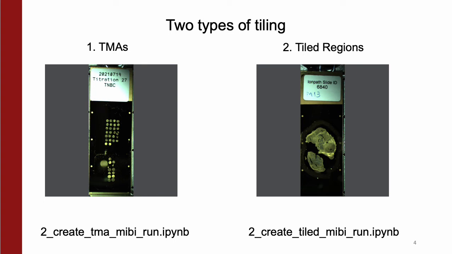Now we offer two different types of run file generation based on the type of slide you're running. If you're running a TMA, like on the left, you'll want to use our TMA tiling notebook, Create TMA MIBI Run. However, if your slide contains a sample, such as that on the right, you'll want to use the Tiled Regions notebook, Create Tiled MIBI Run. This presentation will cover both of these scripts.